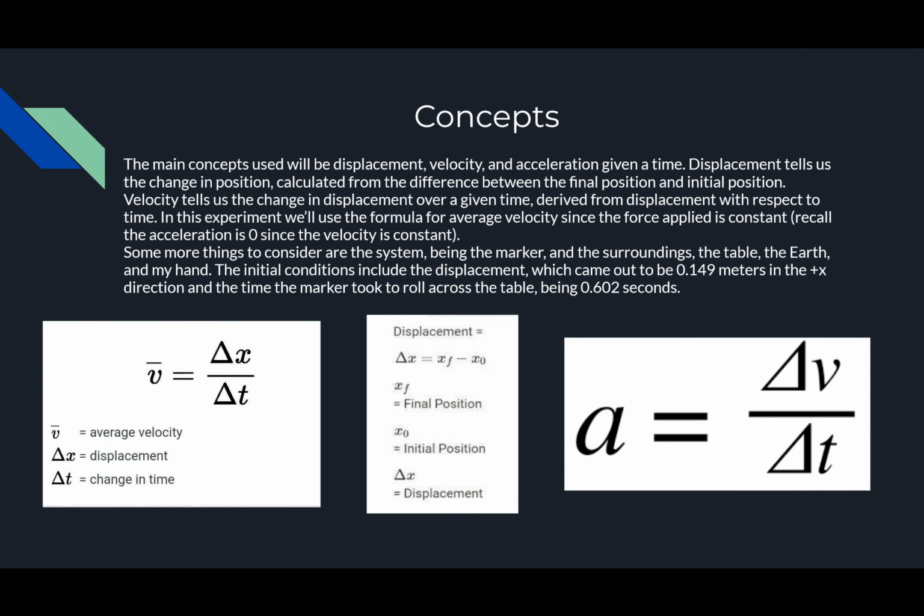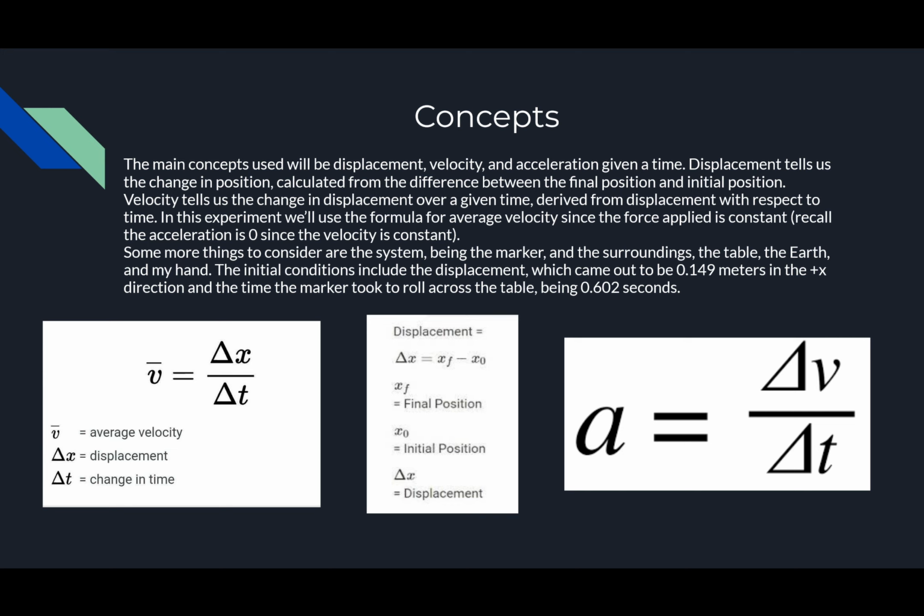The main concepts used will be displacement, velocity, and acceleration given a time. Displacement tells us the change in position, calculated as the difference between the final position and initial position. Velocity gives us the change in displacement over a given time, derived from displacement with respect to time. In this experiment, we'll use the formula for average velocity since the force applied is constant. Recall the acceleration is 0 because the velocity is constant.